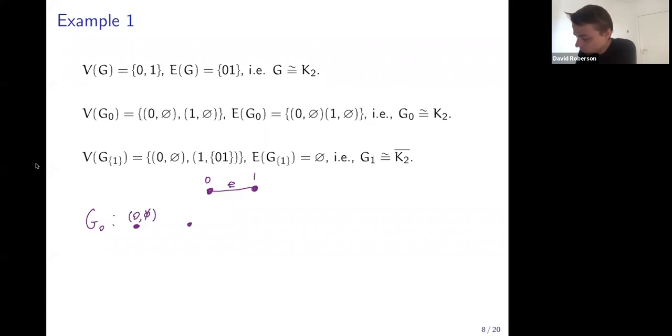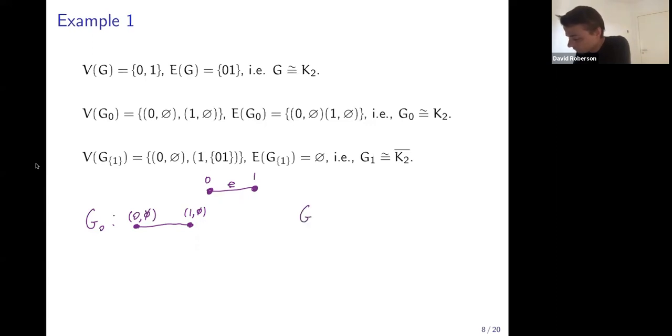And the same thing for 1. I will have 1 comma empty set. Now, are these two vertices adjacent? Well, the first coordinates 0 and 1 are adjacent in my graph. And also the second coordinates agree on the edge between 0 and 1, because it's not in either of them. So these are adjacent, and those are the only vertices, so that's the whole graph, just K2.